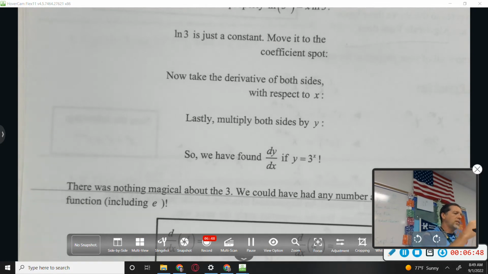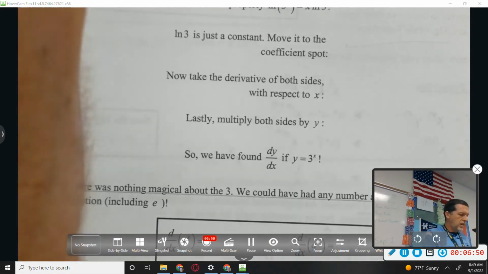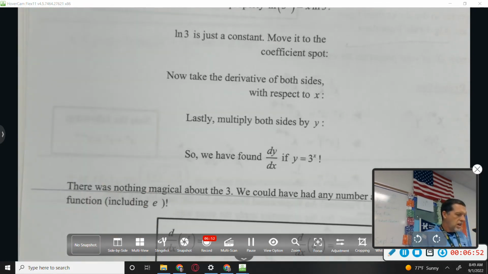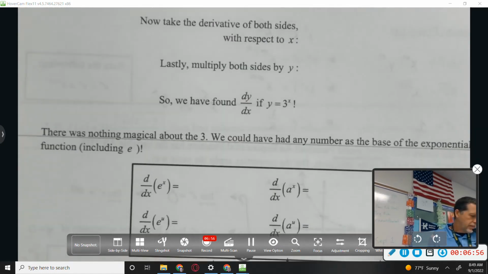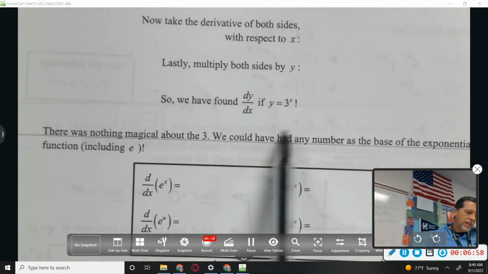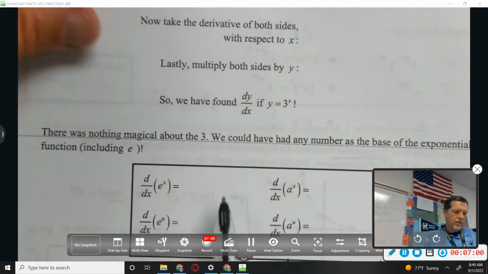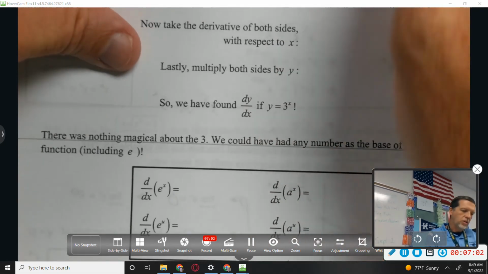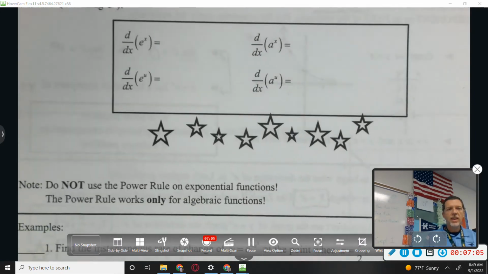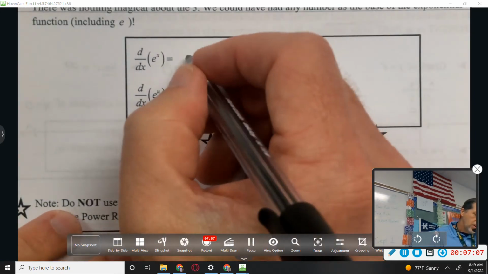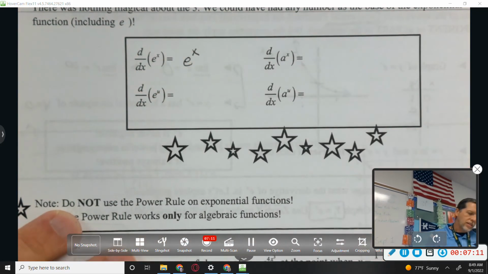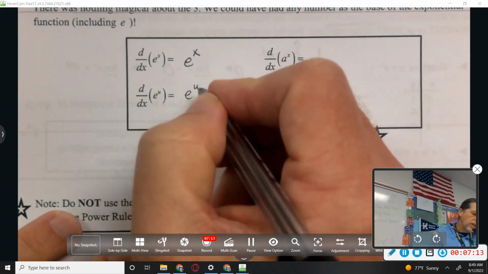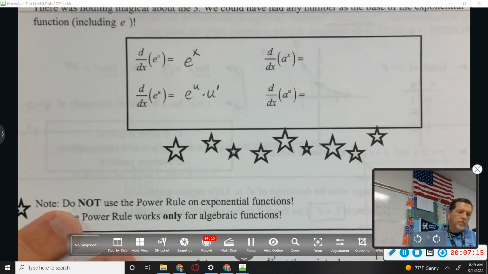If our base is not e, then let's see. Well, let's jump to the answer. This is a lot of work to get to the conclusion, so we can just bypass all that and jump to the answer here. So these are the ones we just did. The derivative of e to the x is e to the x. Derivative of e to the u is e to the u times u prime.